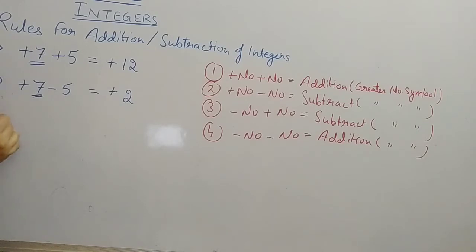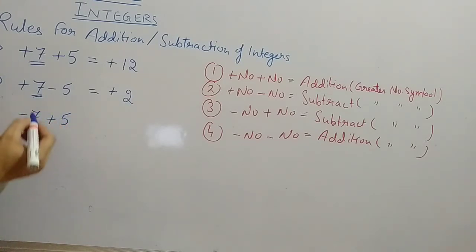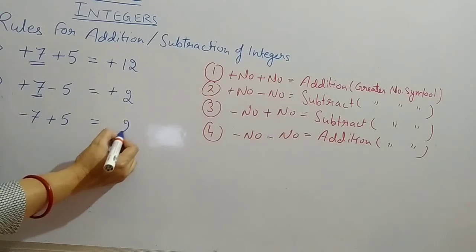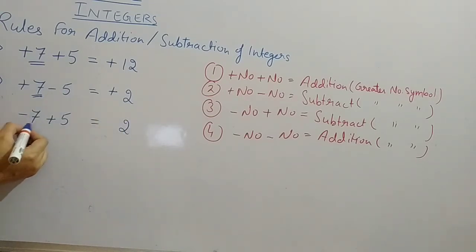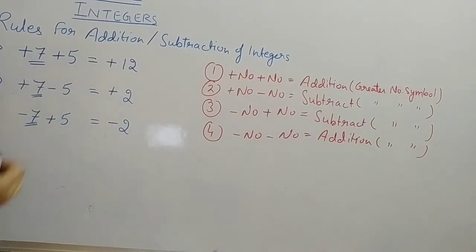Third rule, suppose the first number is minus and the second number is plus. In that case also we have to do subtraction, so 7 minus 5 is 2. And see numerically which is greater, 7 is numerically greater, so the symbol will be minus.